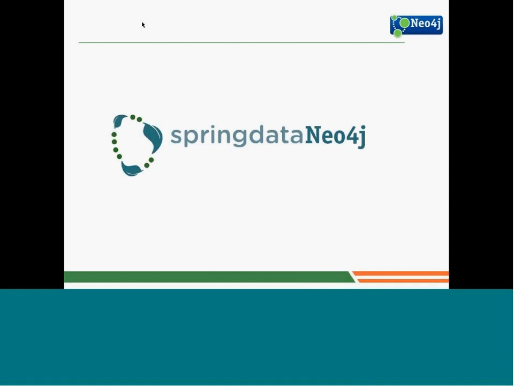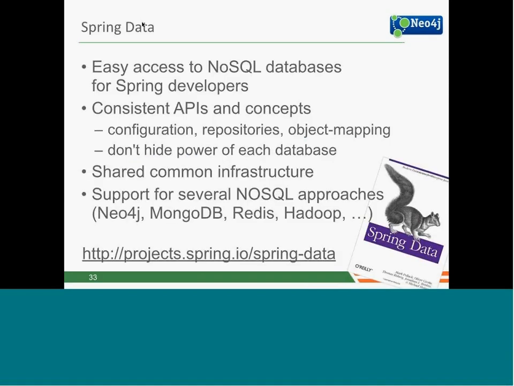And now we can look at Spring Data and Spring Data Neo4j. So the Spring Data project, that you probably know, is an effort from Pivotal and SpringSource to provide Spring developers with easy access to NoSQL databases. That means we have consistent APIs. It's not the same API for all the databases, but it's a consistent way of working. Because all the individual databases have really different drivers, different ways of working with them, and Spring Data makes it more consistent to work with these APIs.